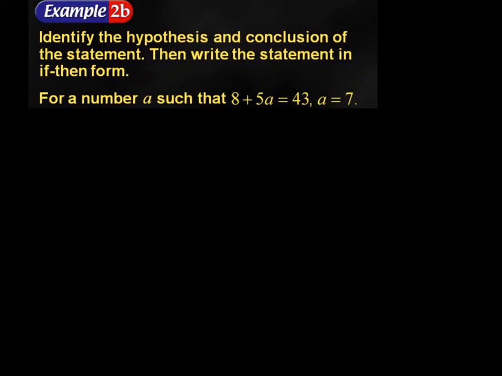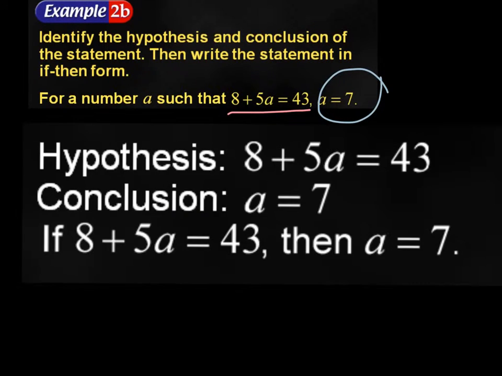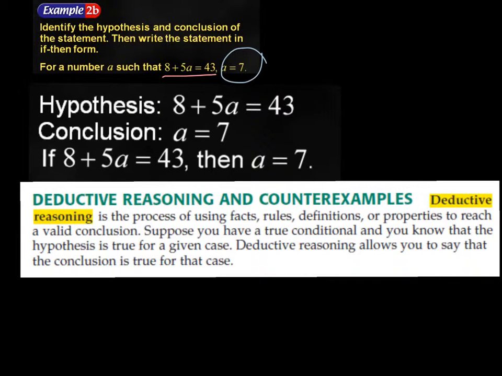Again, it's easier to work with if it's algebraic. Sentence: for a number a such that 8 plus 5a equals 43, a equals 7. Well, my conclusion is kind of jumping out at me, so the part that's not the conclusion must be the hypothesis. So if our hypothesis is 8 plus 5a equals 43, and our conclusion is a equals 7, then the if-then statement would be, if 8 plus 5a equals 43, then a equals 7.